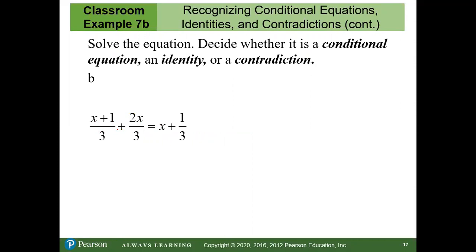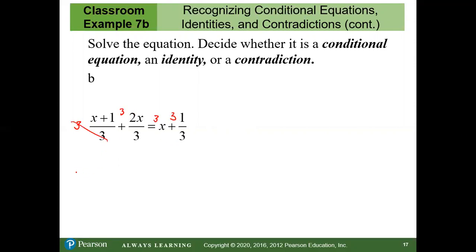This one is pretty neat because we have fractions here, but this one doesn't have a fraction, but it doesn't get ignored. You are going to multiply everything by the LCD, which happens to be 3, and that will clear out the fractions. So again, you multiply by 3, multiply by 3, multiply by 3, and multiply by 3.